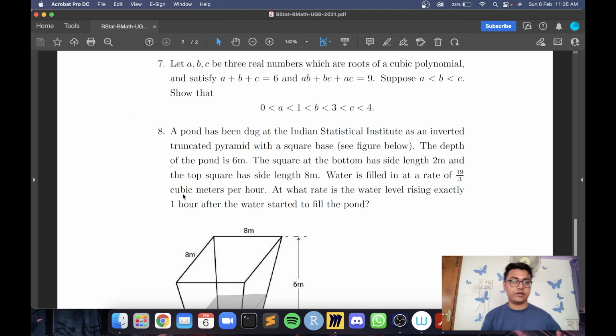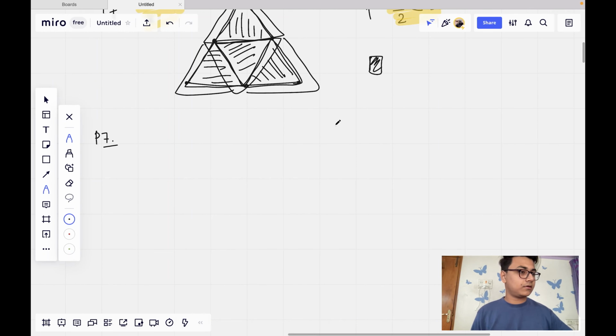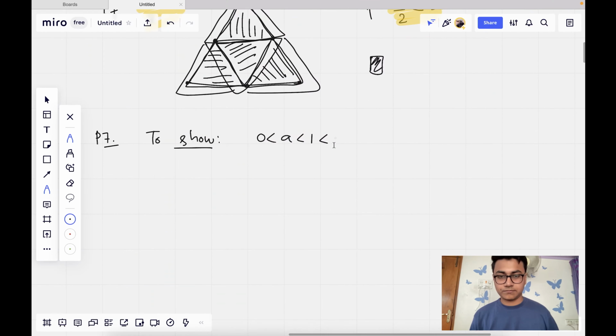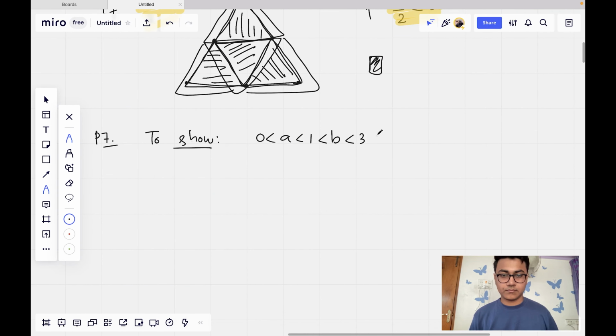We have to show this inequality. We'll write this inequality down for easy reference. To show: A is greater than 0 and C is less than 4, with 1 less than B. This is what we want to show.